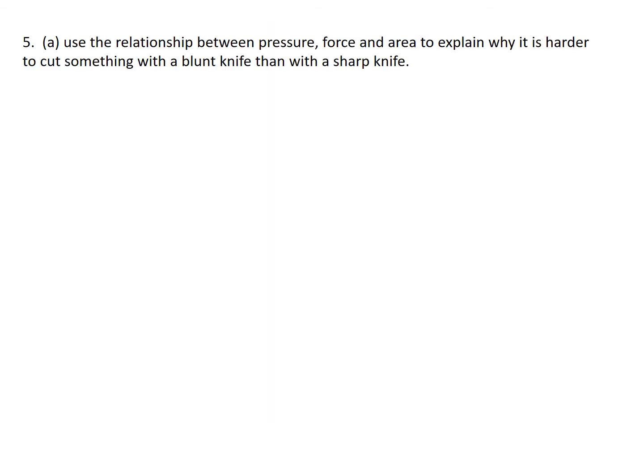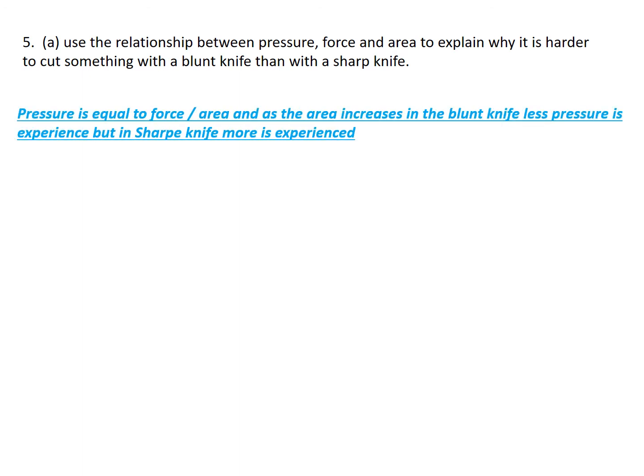Question 5. Part 1. Part A. Use the relation between pressure, force and area to explain why it is harder to cut something with a blunt knife than with a sharp knife. Answer. Pressure is equal to force upon area, and as the area increases in the blunt knife, less pressure is experienced, whereas in a sharp knife there is more pressure experienced due to the less area.